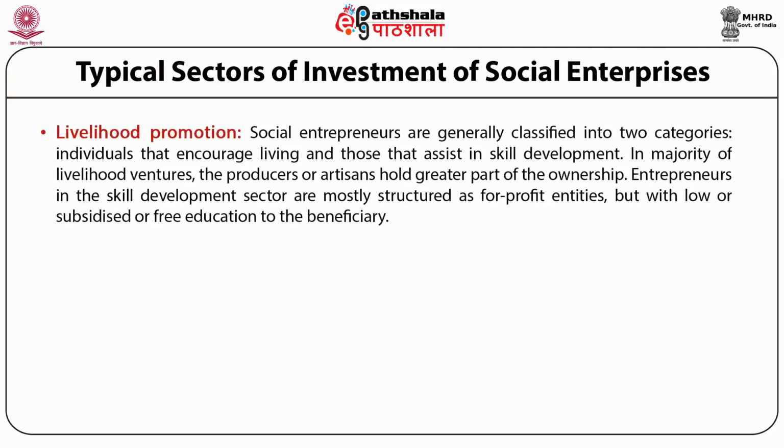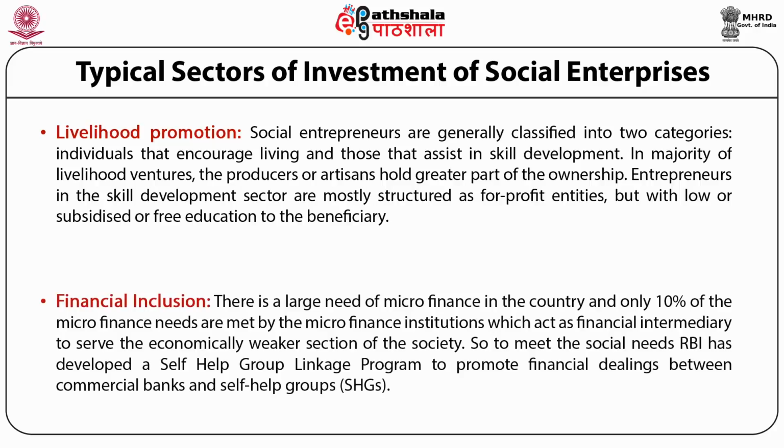Next one is livelihood promotions. Social entrepreneurs are generally classified into two categories: individuals that encourage living and those that assist in skill development. In majority of livelihood ventures, the producers or artisans hold greater part of the ownership. Entrepreneurs in the skill development sector are mostly structured as for-profit entities, but with low or subsidized or free education to the beneficiary. Next one is financial inclusion.